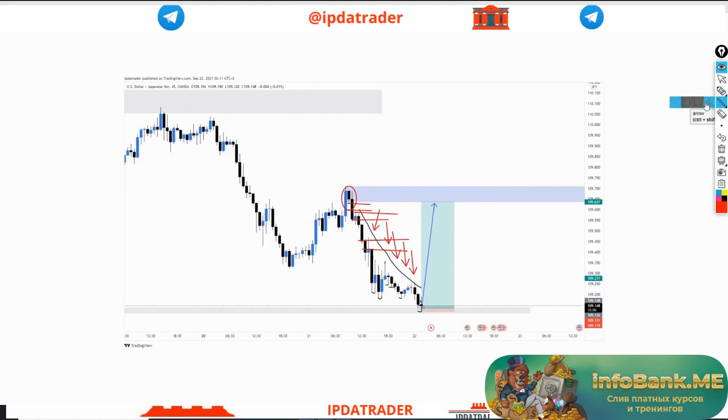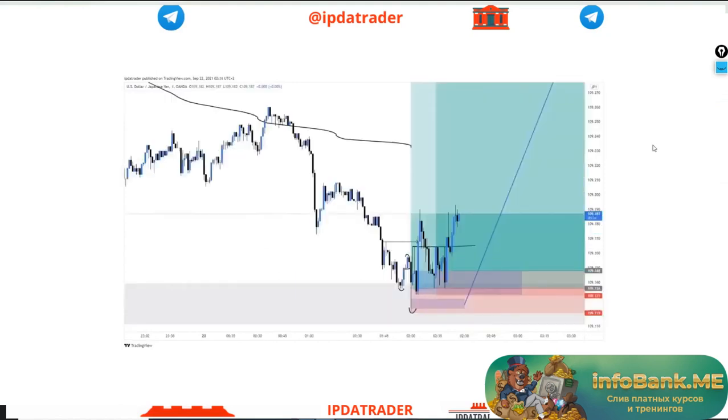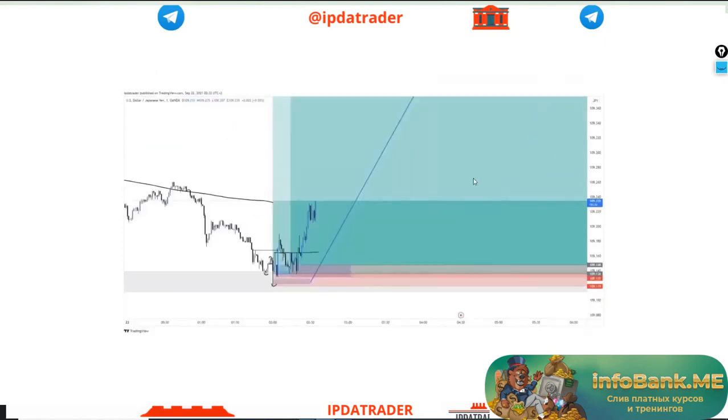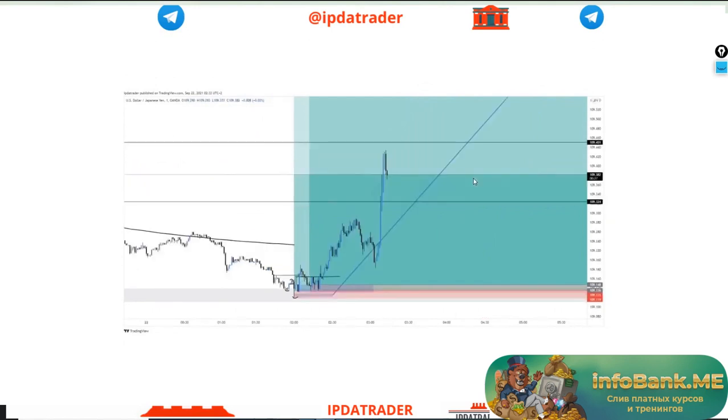And maybe once I get here, I want to get out of my position because I don't know what's going to happen at this point. So I actually sent this to my private group at the time, with entry point, stop loss, and take profit, everything there. So let's keep moving. You can see price indeed came back down, gave me my second entry, and started pushing higher.